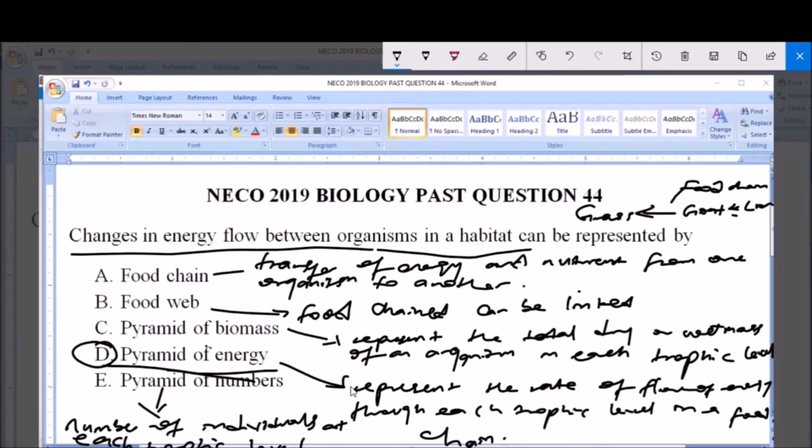That is how this flow of energy changes from one trophic level to another, from the producer, then down to the primary consumer, down to the secondary consumer, getting to the tertiary consumer. So this is actually represented by the pyramid of energy. It is concerned with the rates of flow of energy in the food chain. So therefore the answer to this question is option D, pyramid of energy.